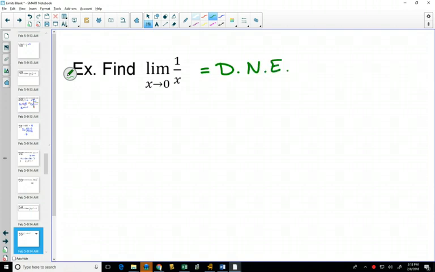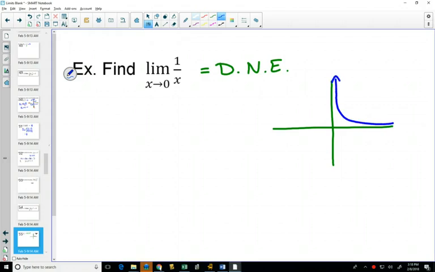Why does this one not exist? Infinity is the right idea, but you'll never get to infinity. The reason this one doesn't exist is that from the right-hand side, sure enough, it goes to infinity. But what happens from the left? It goes to negative infinity, because there's an asymptote on that graph right here.